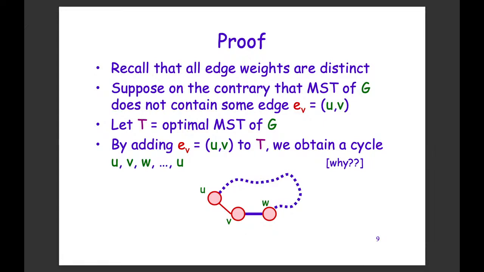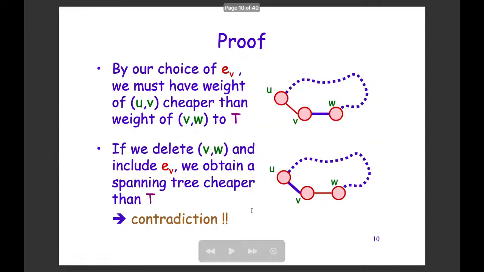Now, interestingly, if you look at this, the blue edge VW is a tree edge, and the red edge UV is not in the tree at this moment. But how about we do some changing? Let's not use the edge VW, but we replace it by the edge UV. So we will change something like this.